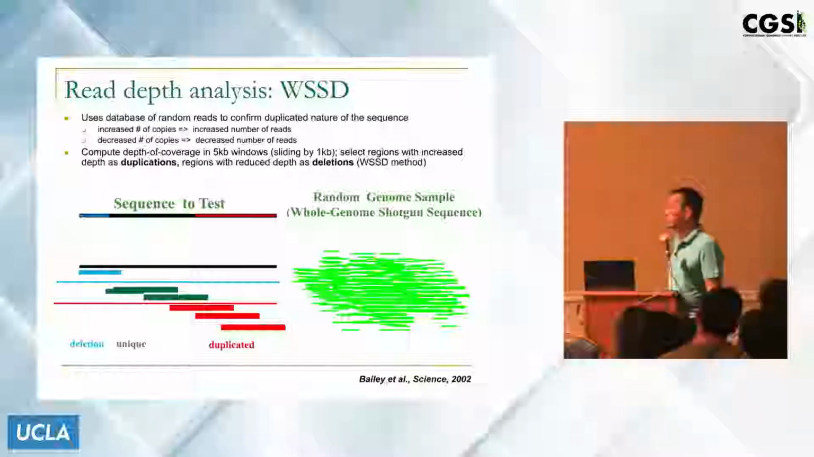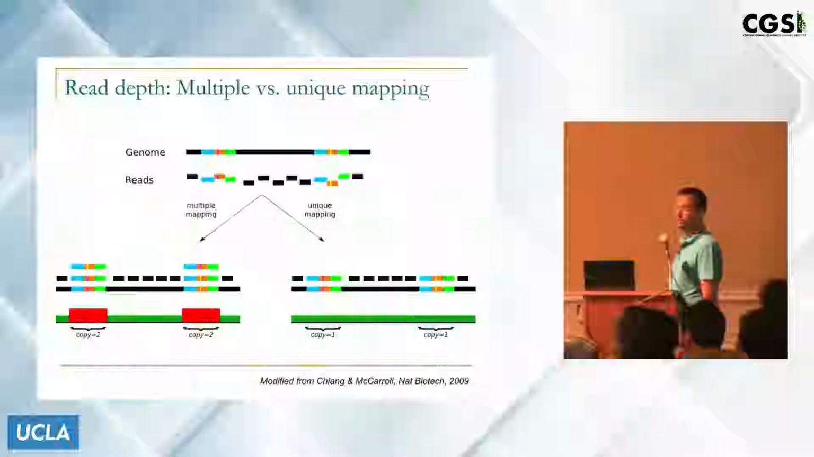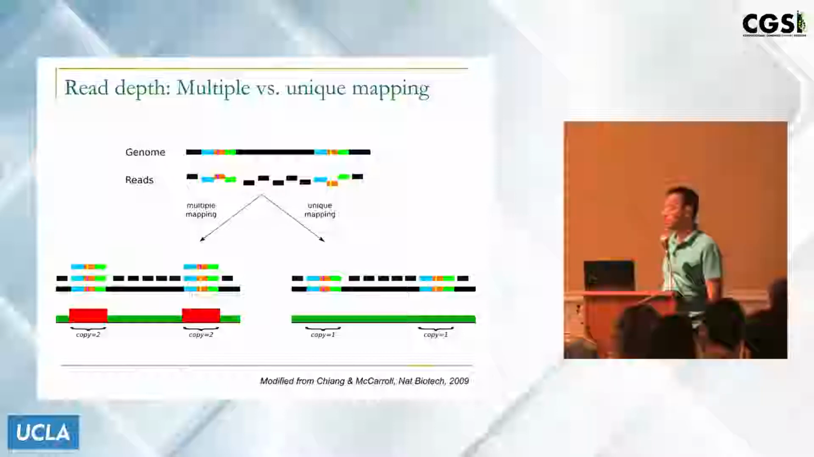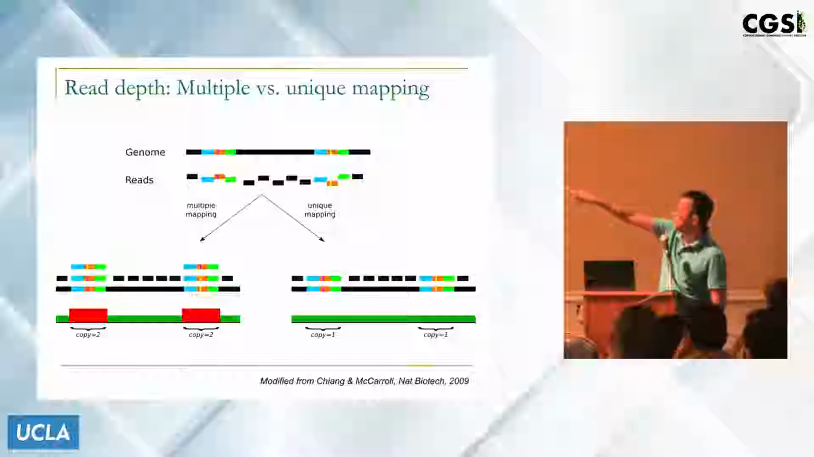So one thing about the duplication though, especially for Illumina data, you should be able to track multiple mappings if you are interested in duplications. If you're interested in deletions, this is not the case. So this is what happens. Let's say we have a duplication of those red boxes over there, and then we have duplication of those colored ones in the genome, and then the reads are randomly generated from there.